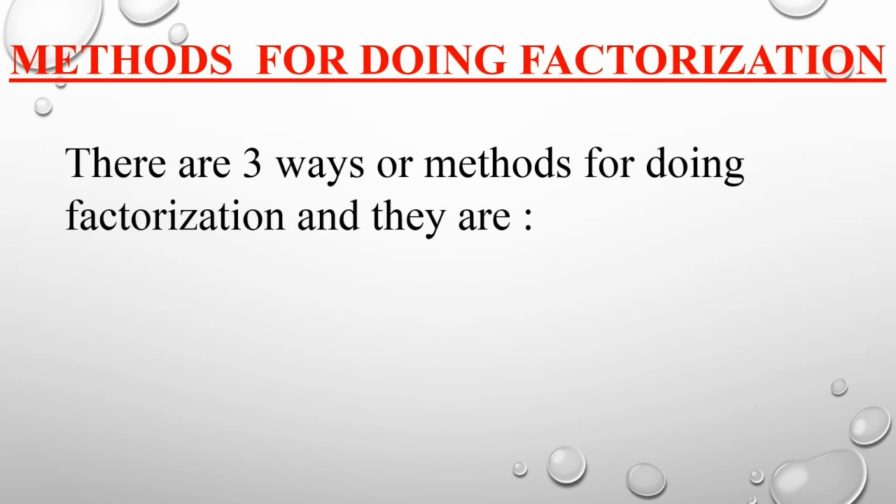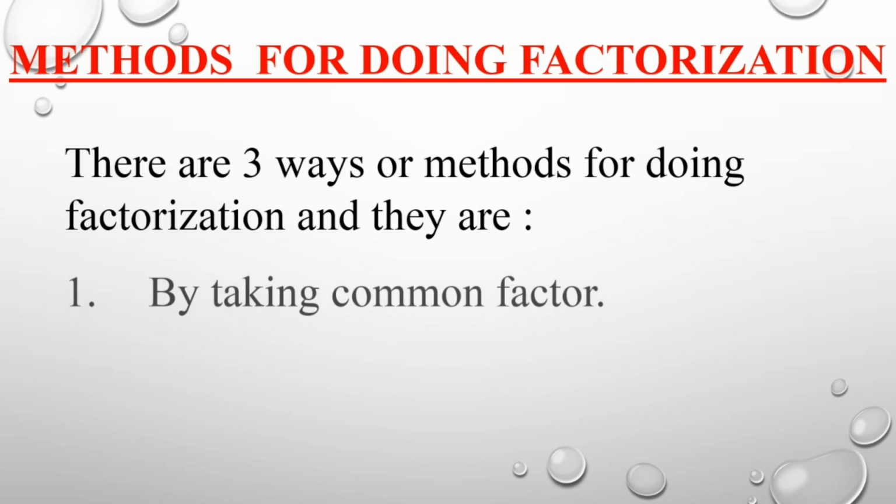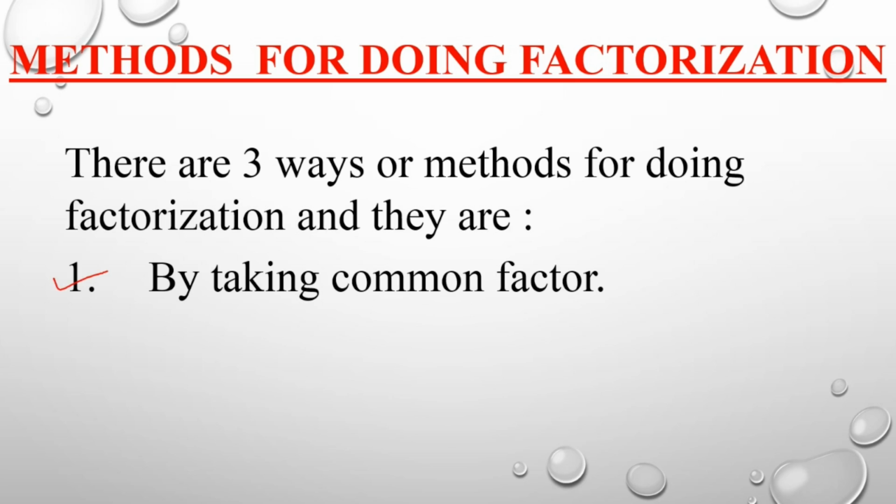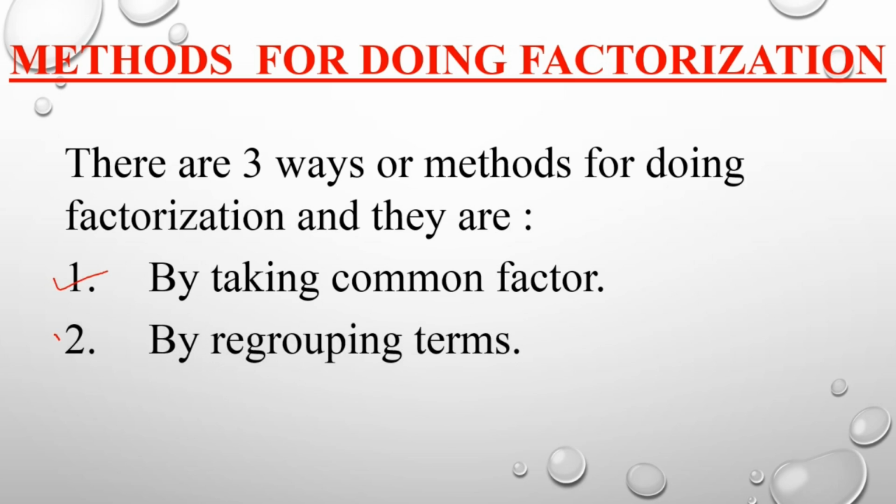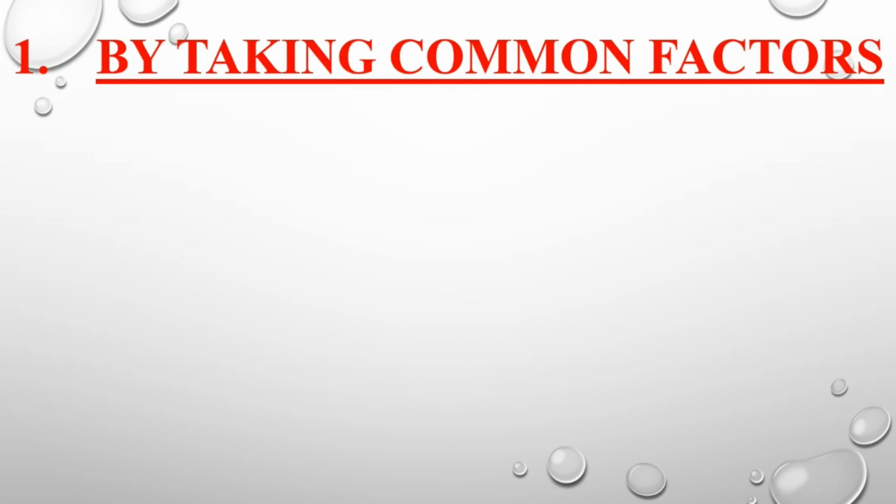So guys, let's begin. Methods for doing factorization. There are three methods for doing factorization: by taking a common factor, by regrouping terms, and using identities. We will be dealing with these three separately. So let's go. First, by taking common factors.